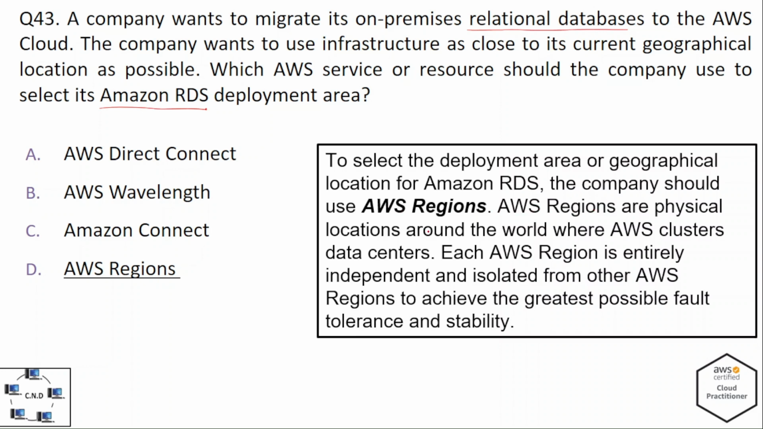AWS Regions are physical locations around the world where AWS clusters data centers. Each AWS Region is entirely independent and isolated from other AWS Regions to achieve the greatest possible fault tolerance and stability.